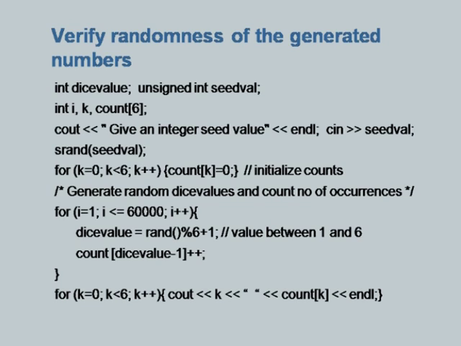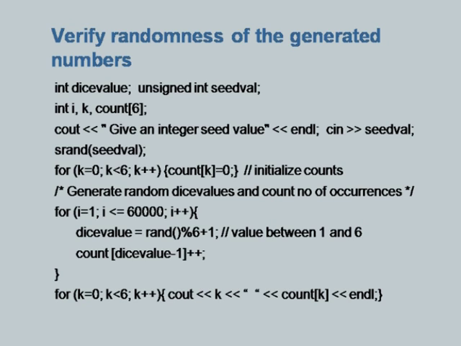I initialize the count array to 0 and then set up an iteration. Say I run it 60,000 times. That means I will generate 60,000 random numbers. How do I generate 60,000 random numbers? Very simple. Every call to rand(), opening bracket, closing bracket, will get me a random number.